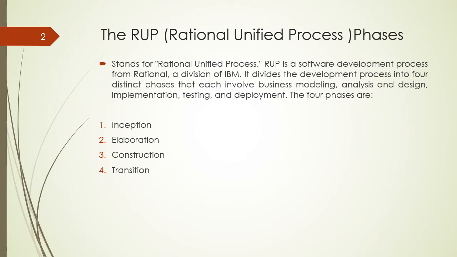It is a software development process from Rational, a division of IBM. It divides the development process into four distinct phases that each involve business modeling, analysis and design, implementation, testing and deployment. The four phases are inception, elaboration, construction and transition.